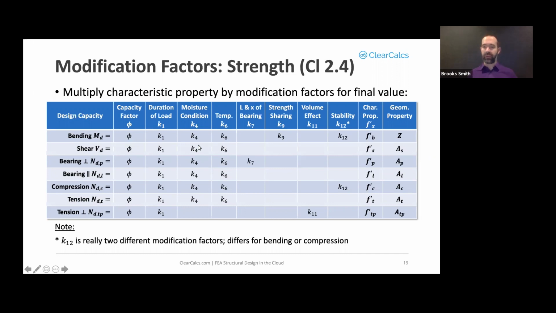The one thing I'll point out here, I put a little asterisk next to K12 because I think it would be clearer if they actually listed this as two different modification factors. The K12 value for bending and the K12 value for compression are essentially unrelated. They're two completely different numbers. Everything else, these will all be constants for every limit state. So the K6 value will be the same K6 value for each limit state here for bending, shear, bearing, etc.